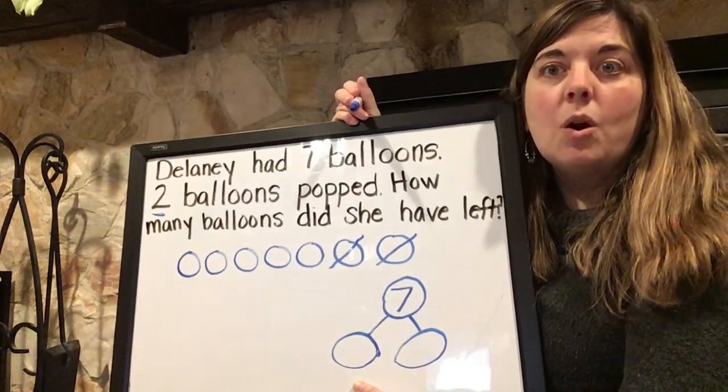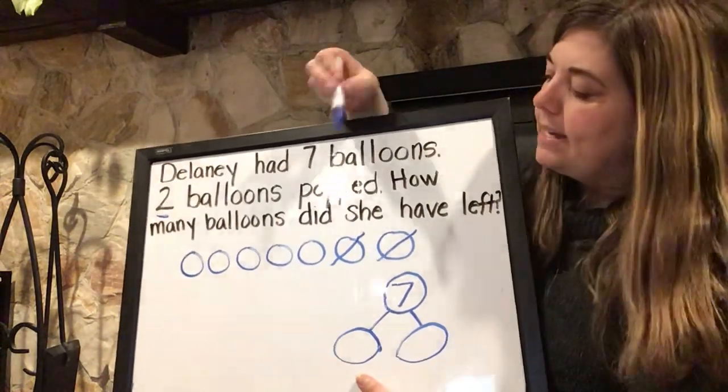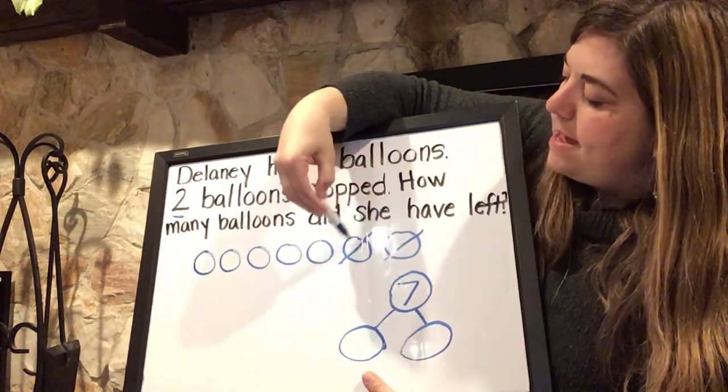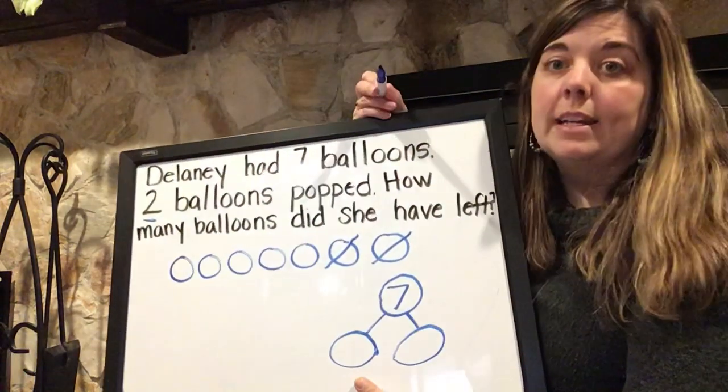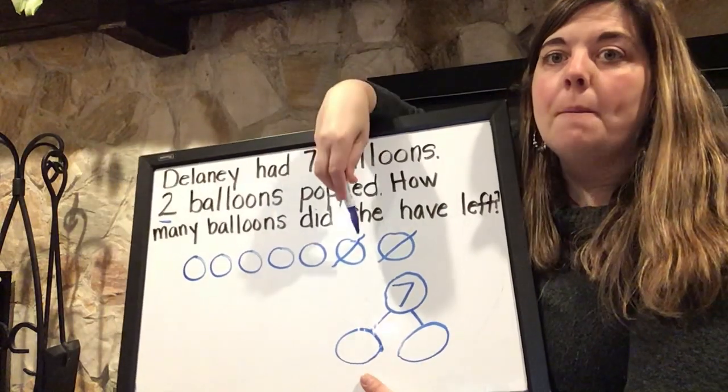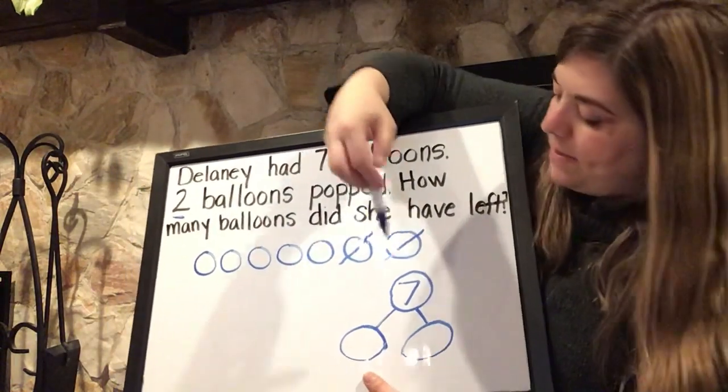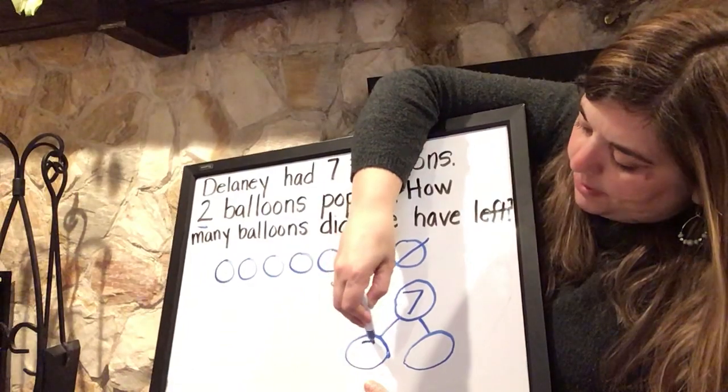Okay, and now one of our parts was taken away. We had this part of the balloons taken away. So how many is that? You got it, there were 2. So one of our parts is 2.